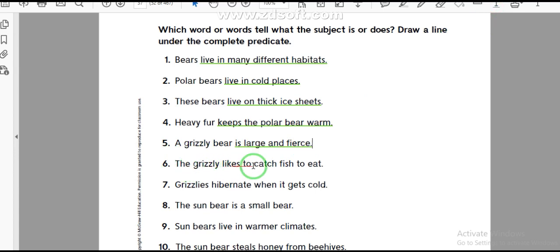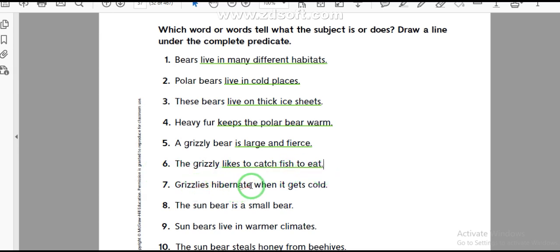The grizzly likes to catch fish to eat. What's happening in the sentence? What does the grizzly like to do? It likes to catch fish to eat. All of this here is the complete predicate. I'm talking about the grizzly and what does it do? It likes to catch fish to eat.